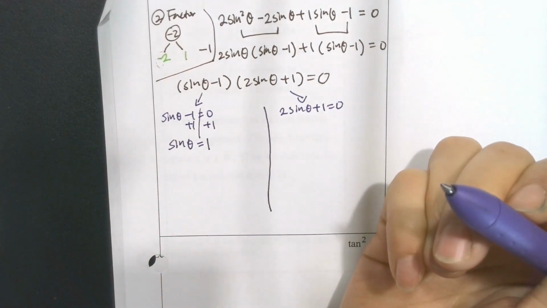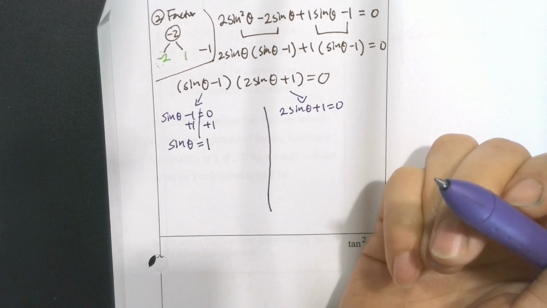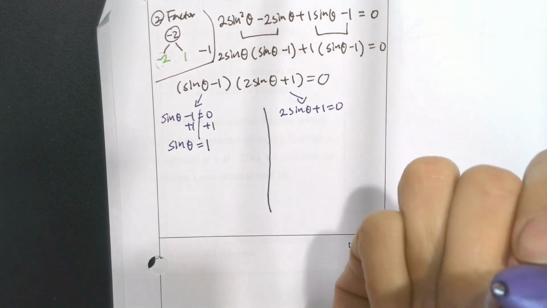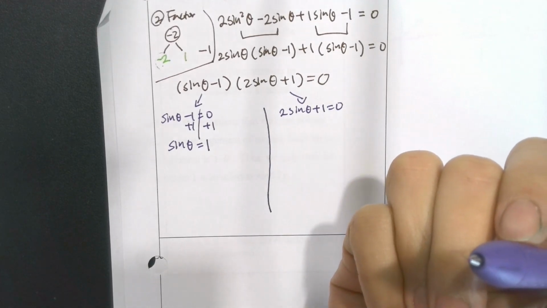Since you're not given a calculator, that means it's on the unit circle. Wait, what is happening here? Did I do something wrong? Give me 1 second.